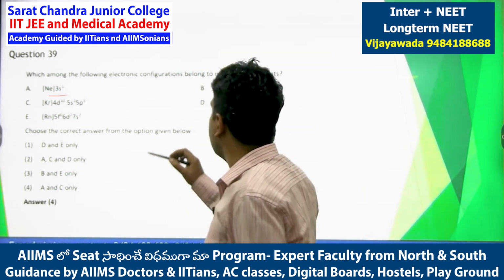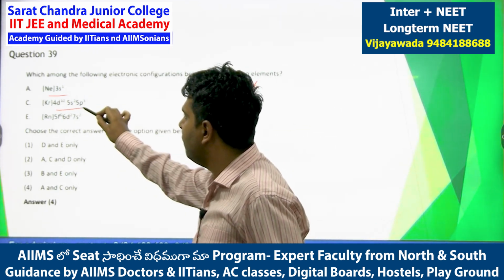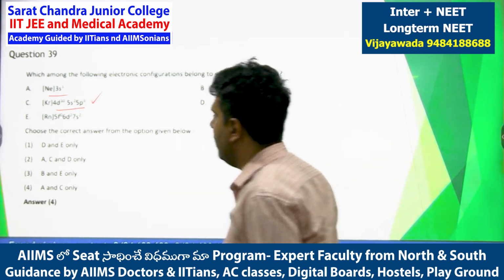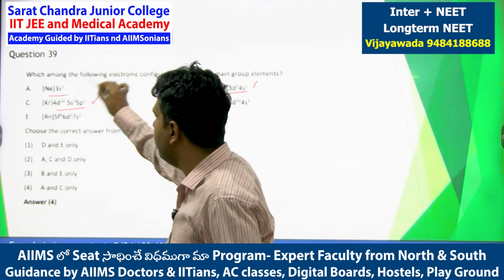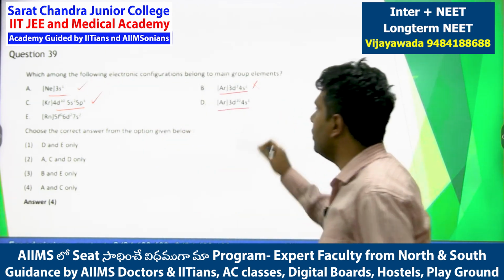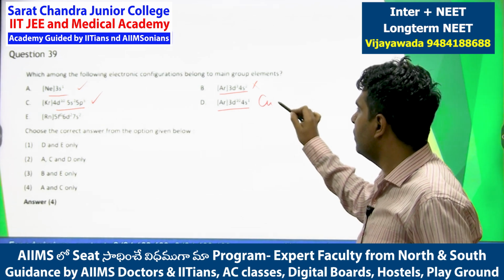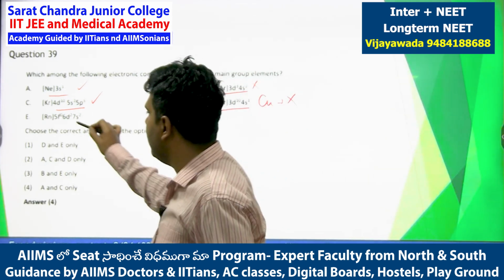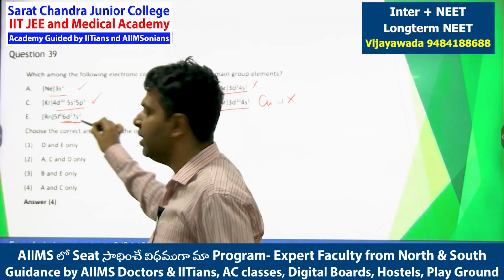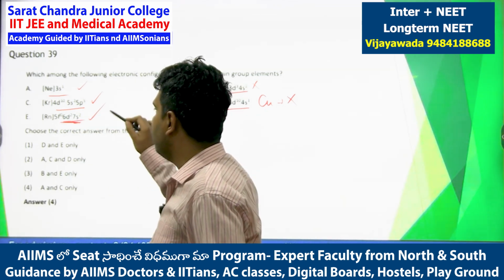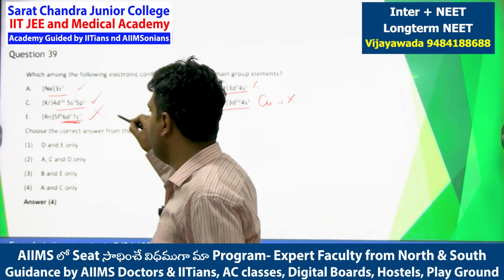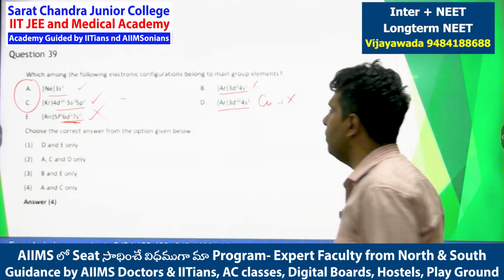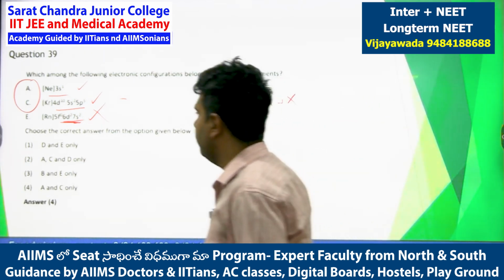Then this also, 5s2, 5p5, so this will be counted in main group. So A and C will be counted in main group. Now this 4s1, 3d10, that is copper. So that is D block, that will not be counted in main group. Then over here 7s2, 6d2, 5f0, this is a D block element, so this will not be counted. So only A and C will be counted in main group.